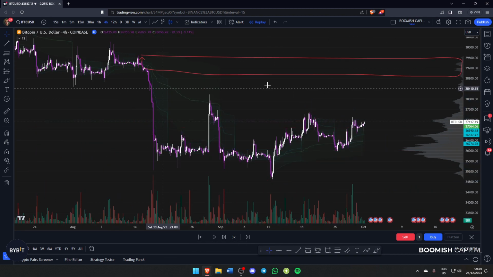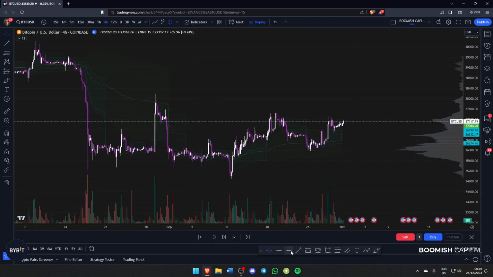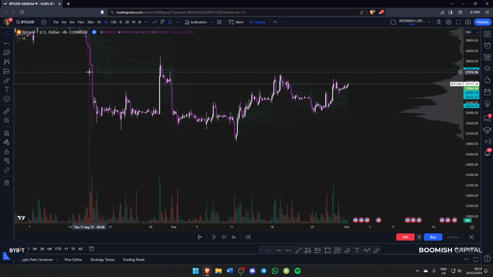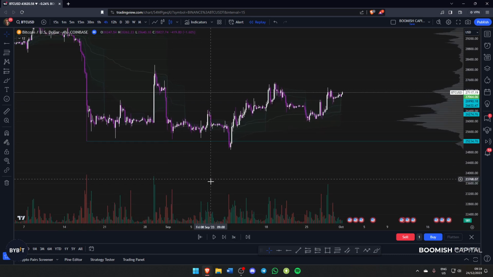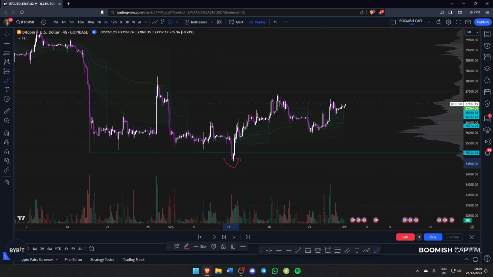So if we remove all my drawings and we go unbiased and we say, okay, what are we looking at? I would still say this is the range low. I would still say this is definitely my range low with a deviation.